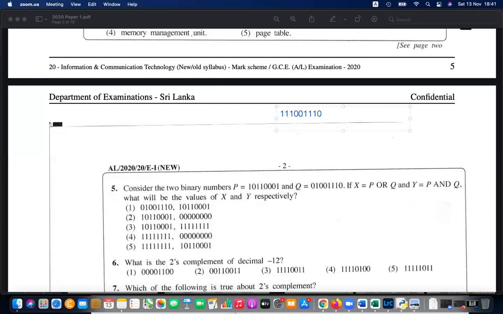Okay, if you are given a task to add these two numbers, how do you add? If these two numbers are given, first add the respective digits. 0, 0, 0, that you can easily add. 0, 1, 1 plus 1, 2.